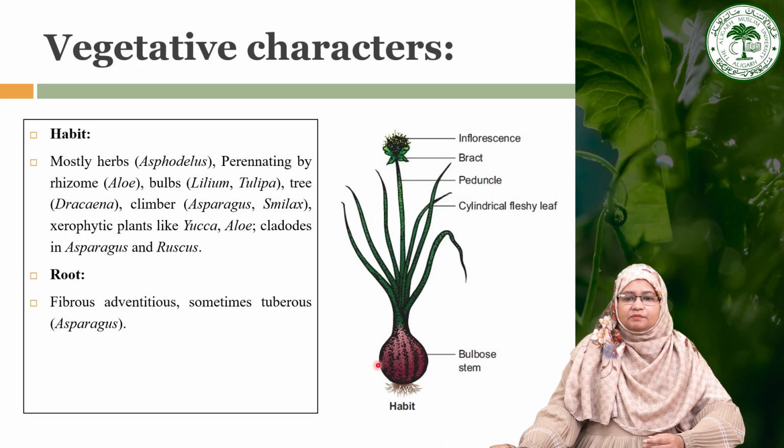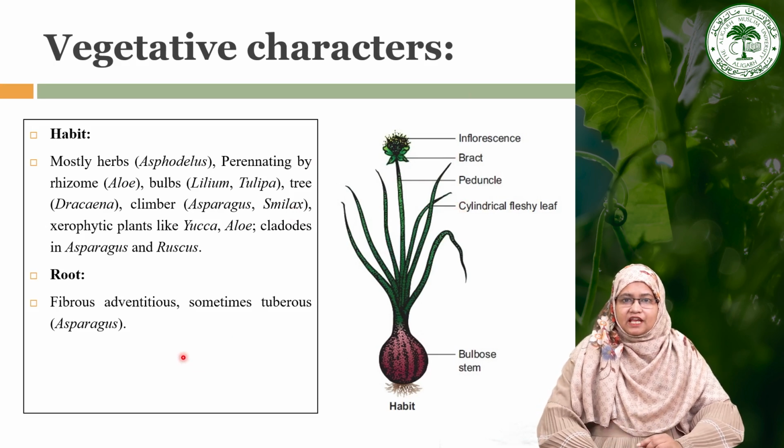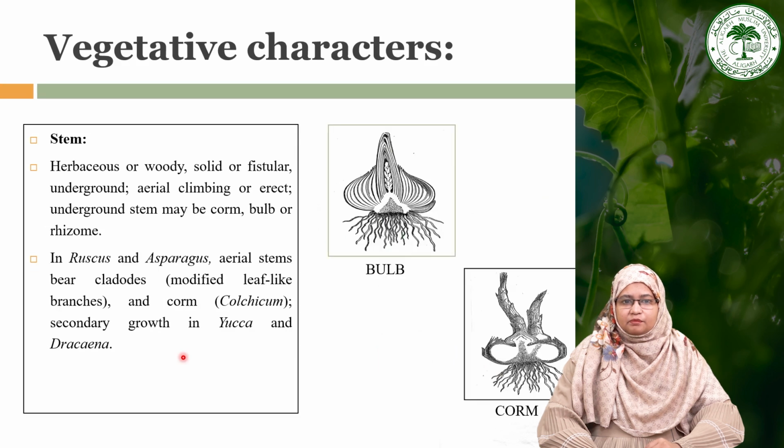Showing there is a bulbous stem, these are the leaves, and at the tip there is an inflorescence, and the leaves are cylindrical fleshy leaves. So, this is the habit of the plant showing in this particular slide, and the roots also are tuberous sometimes, as in case of asparagus, which is edible.